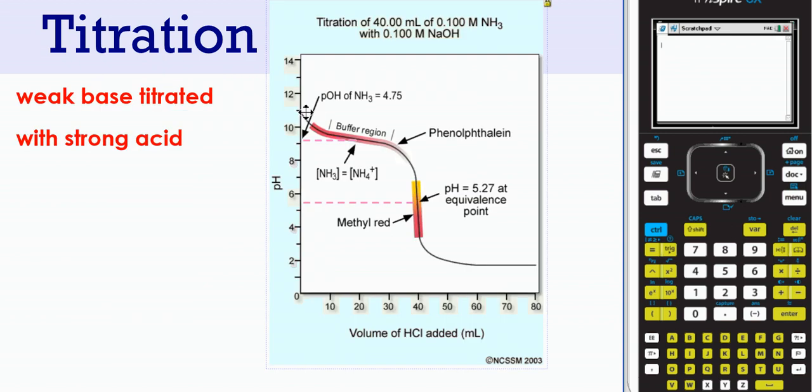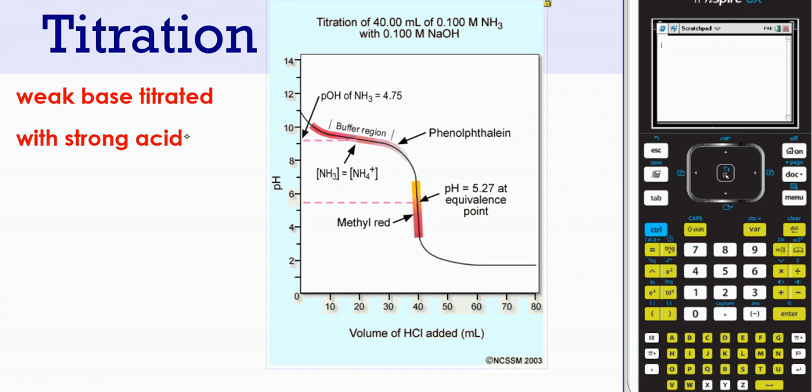Here we have a weak base being titrated with a strong acid. Our pH finishes up about 2, but notice we start out less than 12, and there's a curve to start us off, a nice flat region where not much has changed. It's called a buffer region. This is more of an AP topic, but you see that flat area there, and then we have our nice, big, long, straight equivalence zone, and the equivalence point is less than 7 when there is a weak base and strong acid.